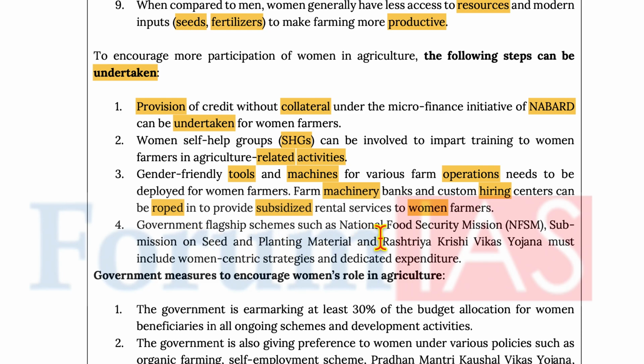Government flagship schemes such as the National Food Security Mission, Sub-Mission on Seed and Planting Material, and Rashtriya Krishi Vikas Yojana must include women-centric strategies and dedicated expenditure.